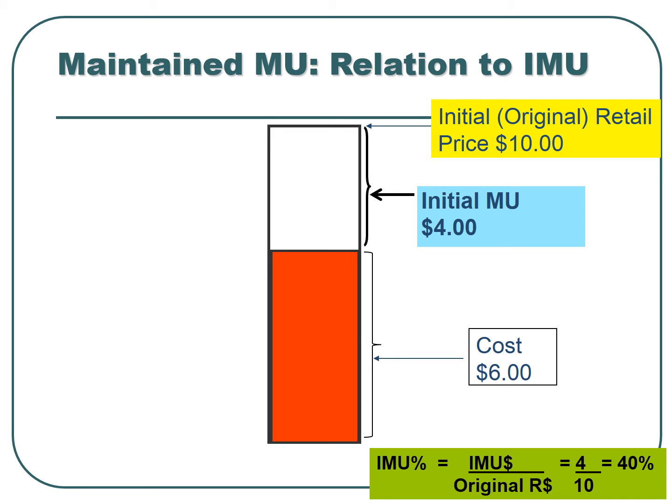So let's think about a case where the original retail price was $10. Let's think about it like a t-shirt or something like that. This t-shirt's original retail dollar was $10, and the cost that we paid to buy this t-shirt from the vendor was $6. If my original retail price is $10 and the cost is $6, then the initial markup will be $4, the difference between the original retail and the cost. And this makes the initial markup percent, which is initial markup dollar over original retail dollar, 40%. $4 initial markup divided by the original retail dollar of $10.